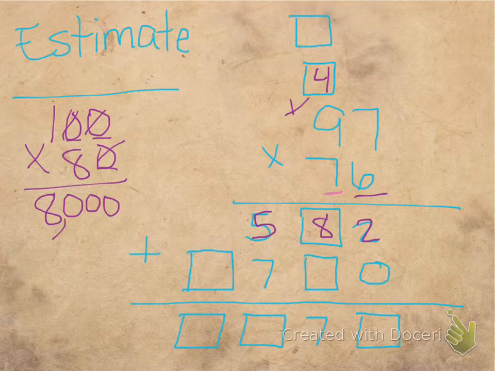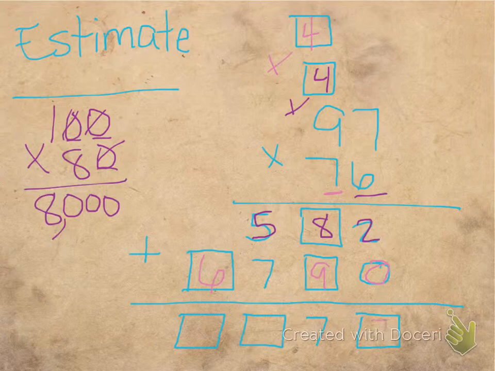7 times 7 is 49. Or I'm sorry, 49. So again, I have to put my 0 first, put my 9, carry my 4. 7 times 9 is 63, plus 4, 67. Then I add them together.